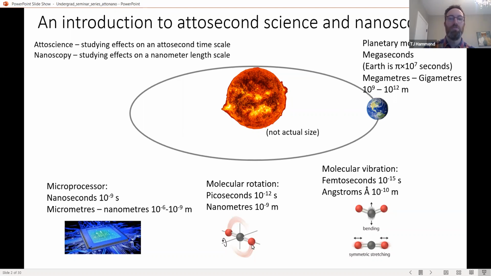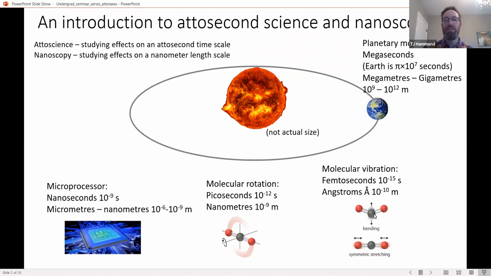So this would be something like a CO2 molecule, and this is going to be the size of a few nanometers. This thing can rotate on itself on the order of picoseconds, something like 10 picoseconds or so. A picosecond is 10 to the minus 12 seconds, and a nanosecond is 10 to the minus 9. So these things are becoming smaller and smaller, and they're getting faster and faster.